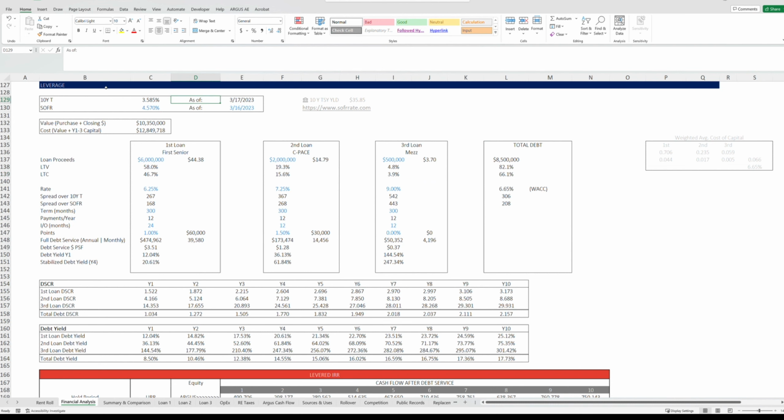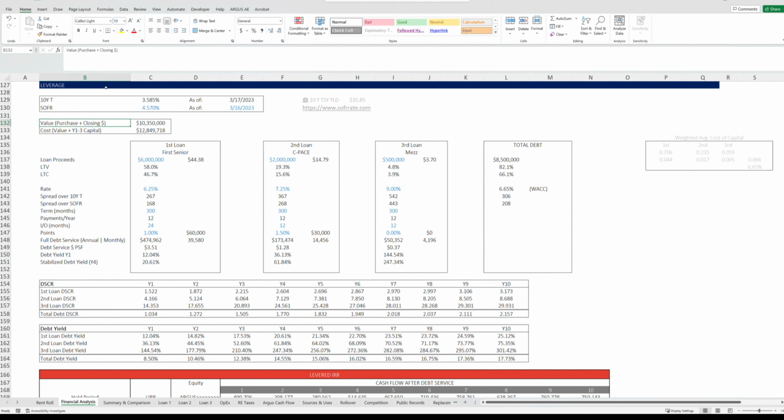This automatically pulls, so every time I open up Excel, it pulls the U.S. Treasury rate, and so today it was 3.585. So far, I haven't figured out how to do that automatically for the SOFR rate, so I need to figure that out. But I'm not smart enough. So if I would need the SOFR rate, then I go in and manually get it and enter that here.